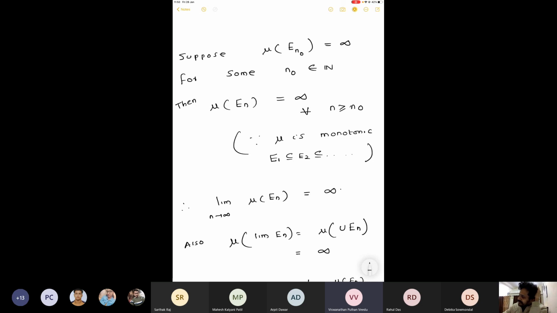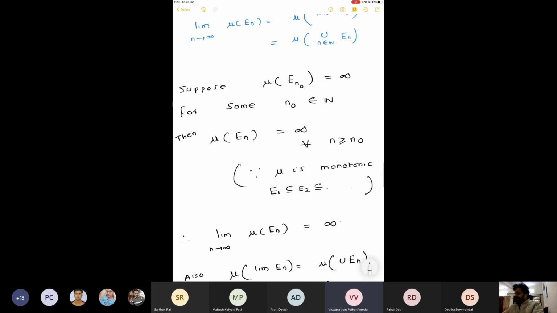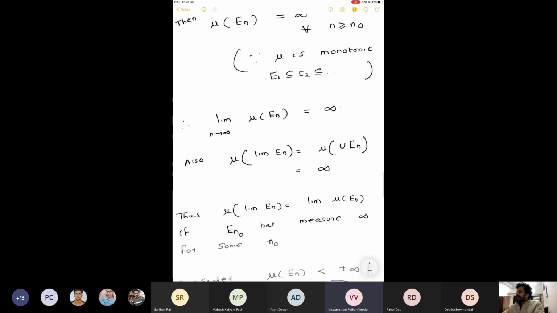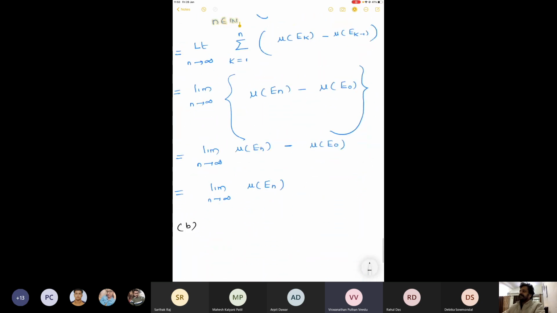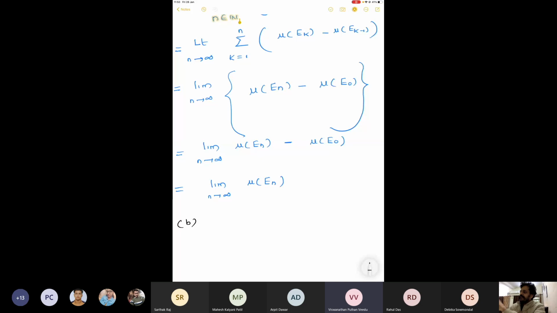Yes or no? Yes, sir. But now you read the 8B part. If E_n is decreasing, then the limit of mu of E_n will coincide with mu of the limit of E_n. No issue, provided mu of E_1 is finite. Or it is given in a slightly different way: there is a set A of finite measure such that A contains E_1, and that will give you that E_1 is of finite measure. Yes or no? Yes, sir. Once E_1 is of finite measure, everything else is of finite measure: E_2, E_3, E_4, etc.